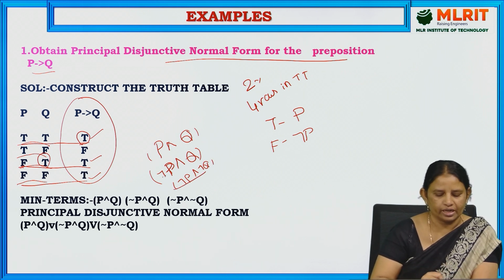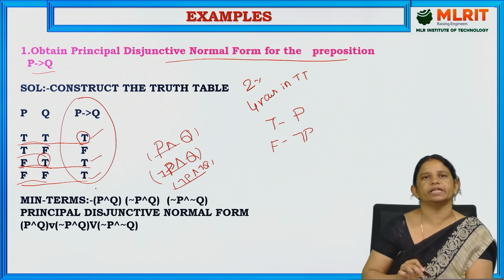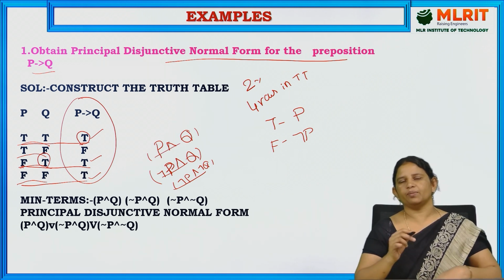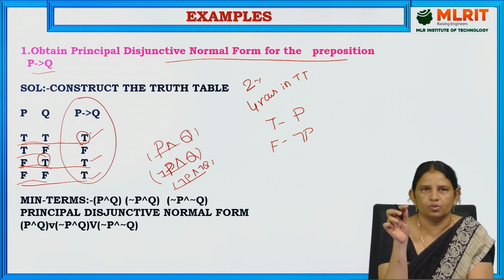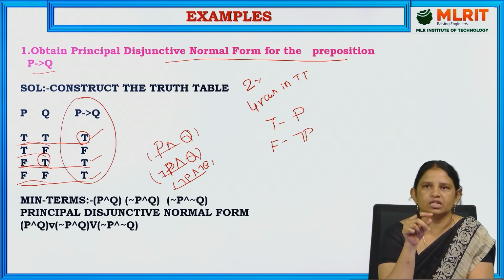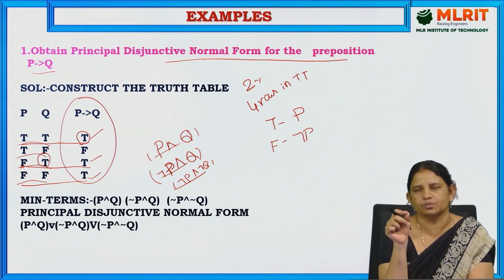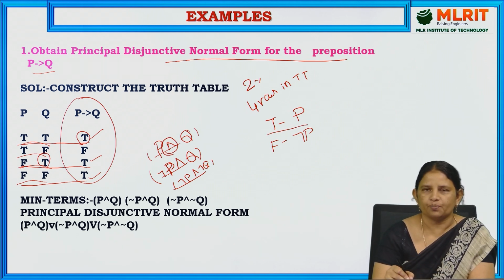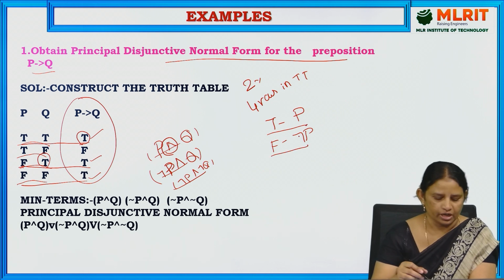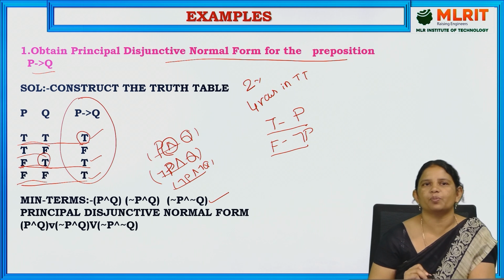Then we are going to get the 3 minterms. How many minterms are present in the truth table? 3 minterms are present. For whatever true values are present in the truth table, we need to construct the minterms. Minterms consist of the product of variables and their negations. If it is true, write the proposition as it is. If it is false, write the negation of P. So finally we get the 3 minterms present in the given statement.